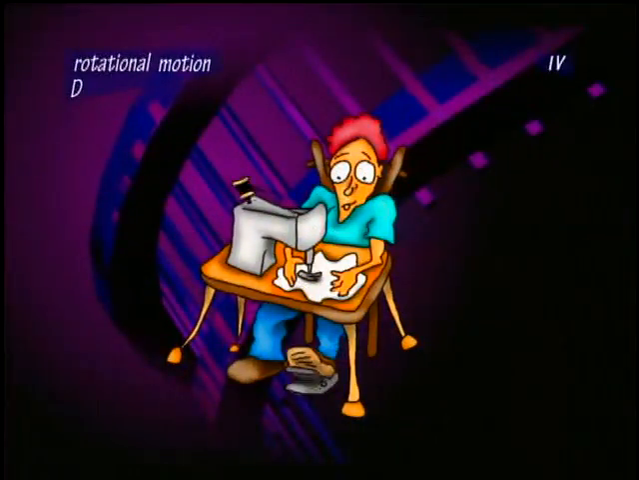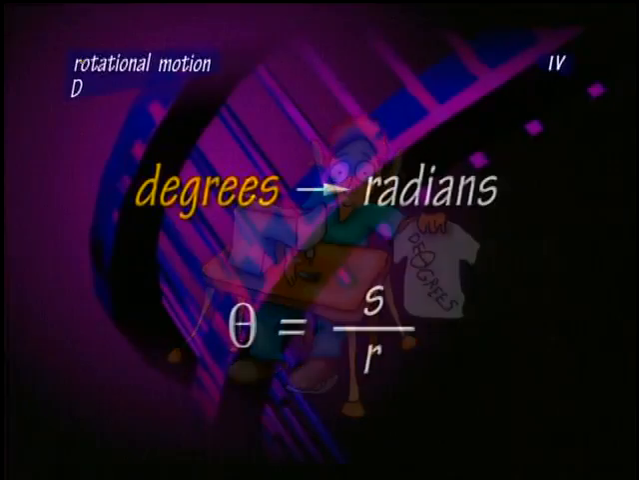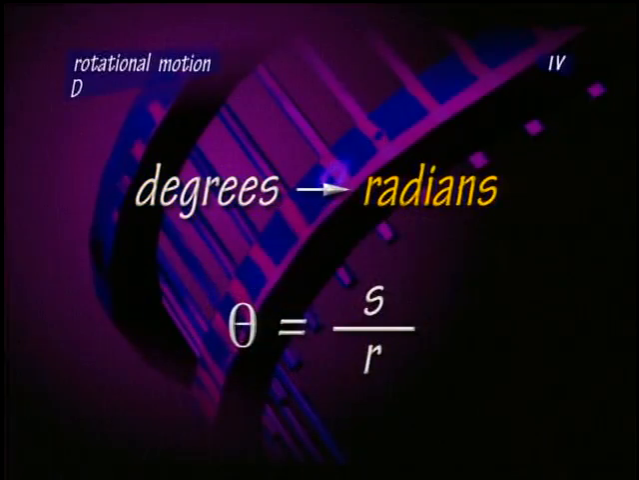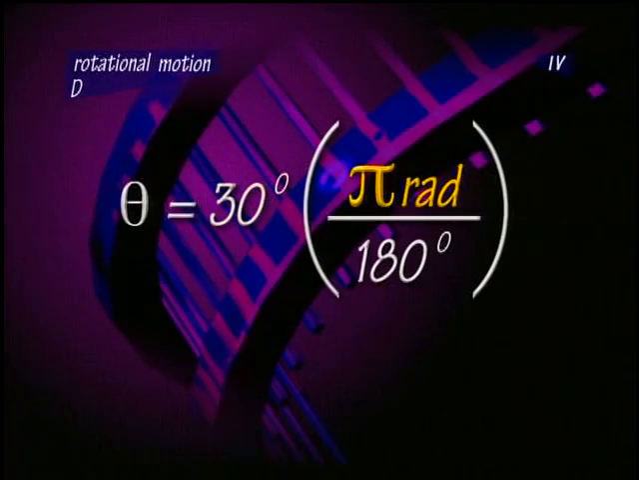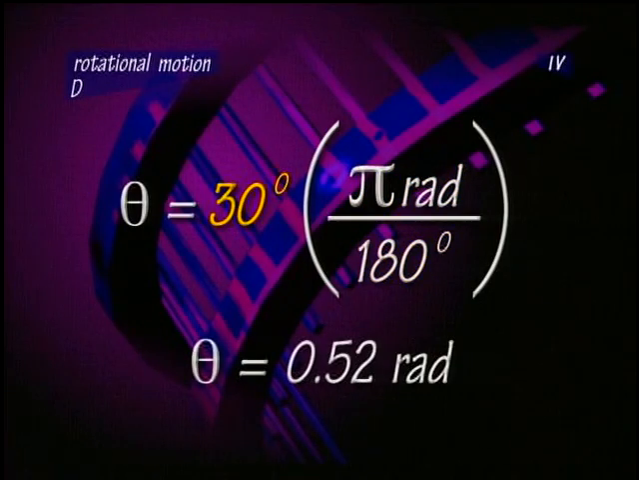Remember that we can only use radians when using rotational motion equations. So, because we were given theta in degrees, we have to convert degrees into radians in order to use our equation. So we have 30 degrees. Multiply that by pi radians over 180 degrees, and you get that 30 degrees equals 0.52 radians.